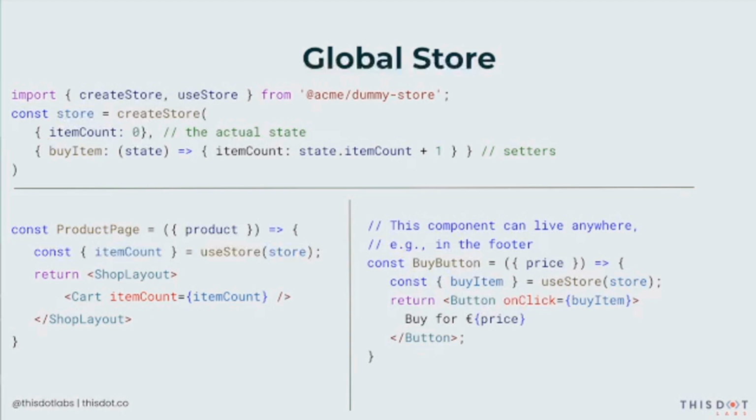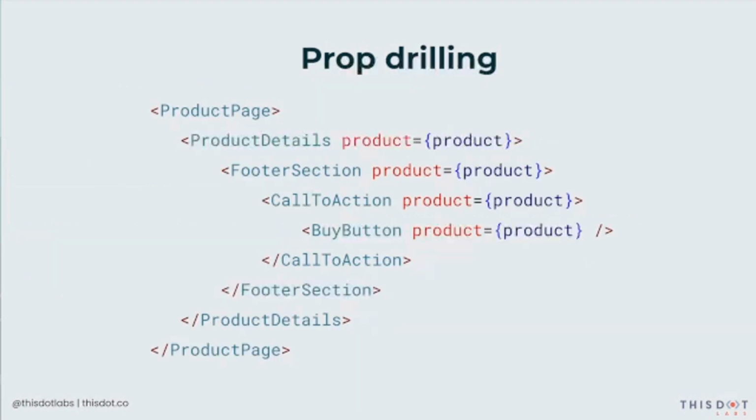I mentioned prop drilling before, so if we take this example and have a look at how that would work, our product page would then know about the products available, and that would need to be passed down into the product details, then into the footer section, which goes into a call to action component, which can finally put that product information into the buy button, so the buy button can tell the store which product has been bought.